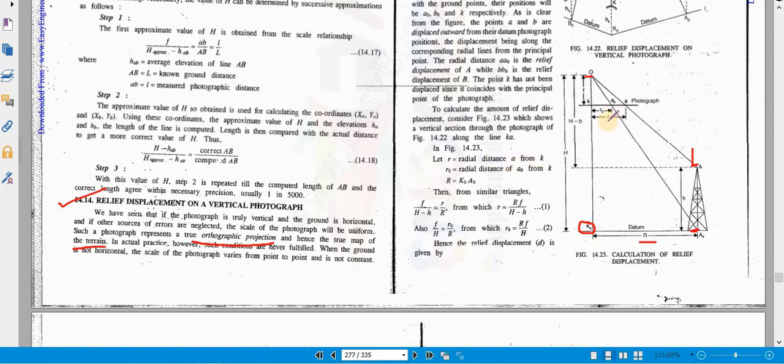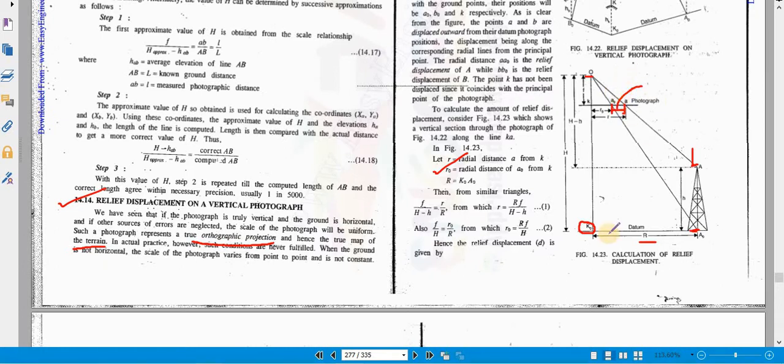R is the radial distance between A and K. So this is suppose the line K. So this is the AK line, and RO will be the radial distance between AO and K. So you can see that these two lines should be on a straight line, they should not differ from each other. So this displacement, the amount by which this has been displaced, is called your relief displacement.